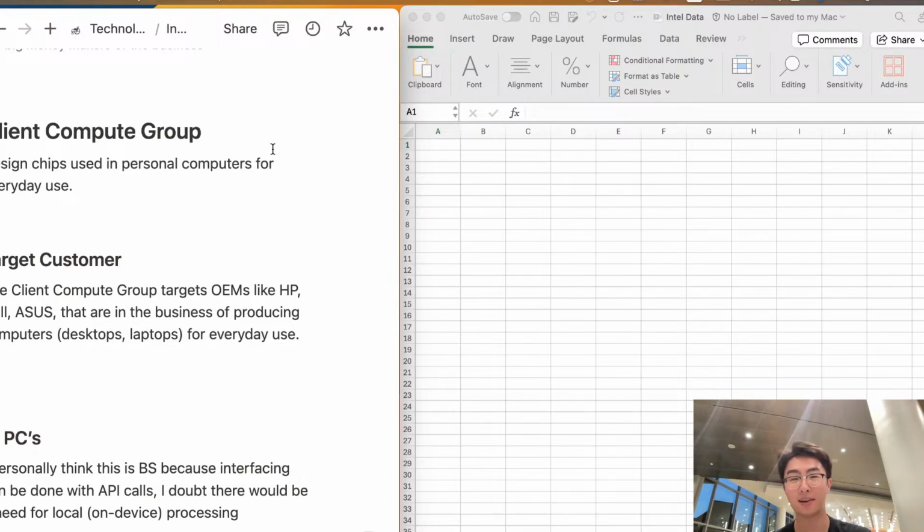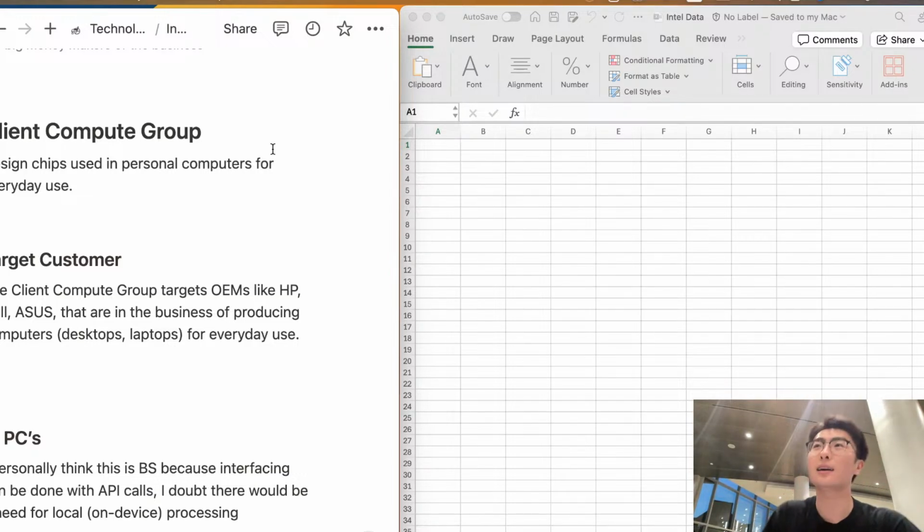Right now, they're currently losing a lot of market share to OEMs that are producing their own chips in-house, in this case Apple, and then you also have competitors like AMD that are producing their own. I think AMD is also x86, but they're also eating up a lot of market share, both in the client compute group segment and also the data center and AI. Yeah, so they're being attacked from all sides.